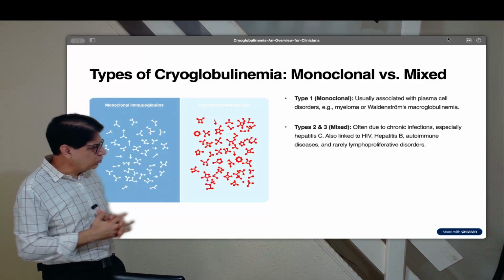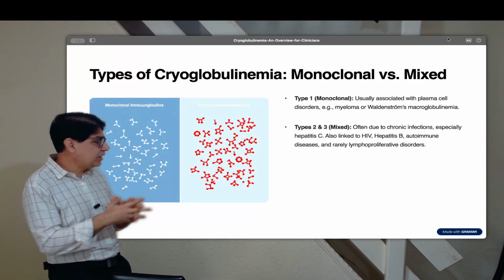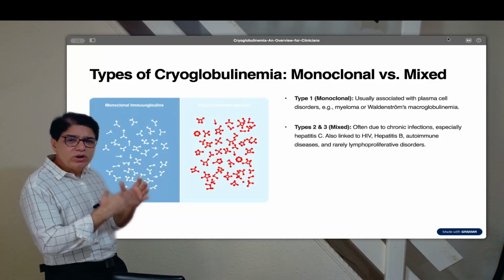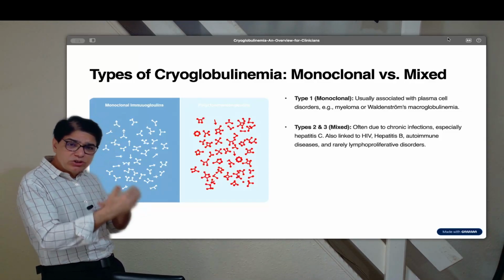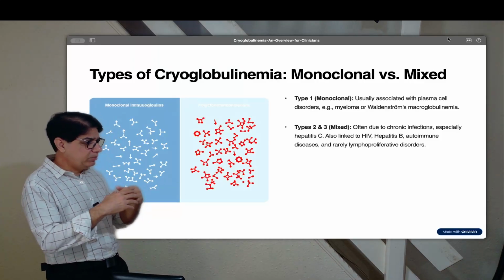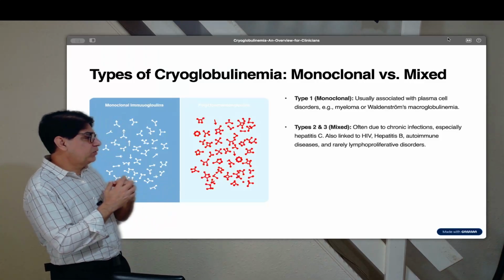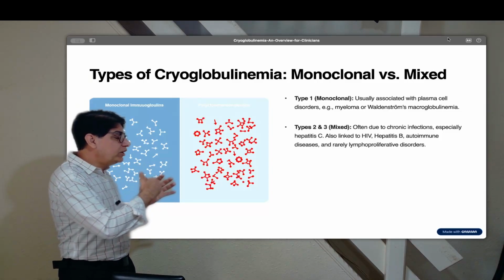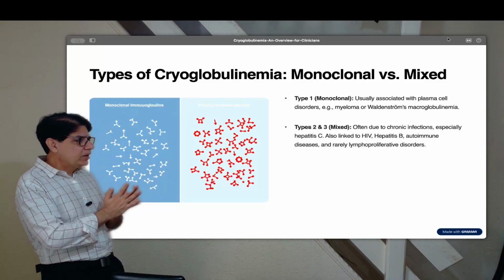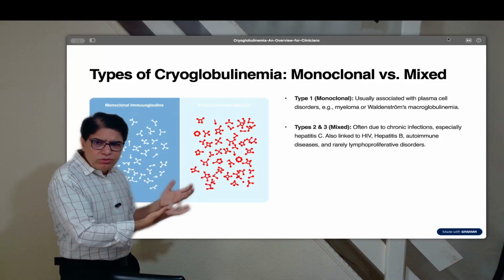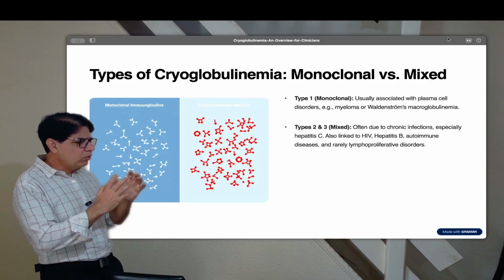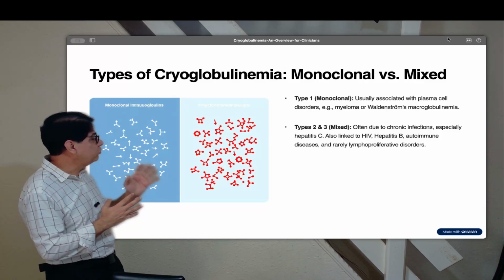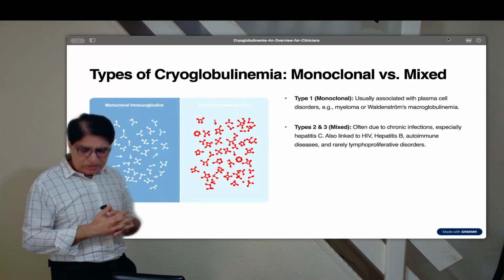Some of the autoimmune disorders like SLE and rheumatoid arthritis can also be associated with cryoglobulinemia. Also, lymphoproliferative disorders, in which there is proliferation of the lymphoid tissue, such as different types of lymphomas and different types of leukemias, can give rise to hyperimmunoglobulinemia, and that can become a cryoglobulinemia. So cryoglobulinemia is of three types: type 1, type 2, type 3. Type 1 is monoclonal, type 2 and type 3 are polyclonal or mixed.